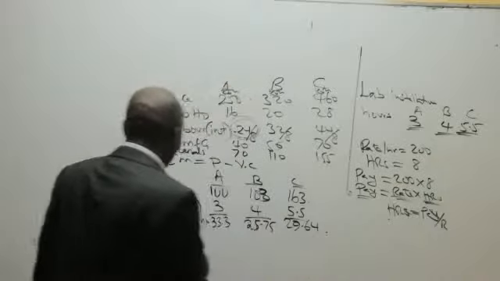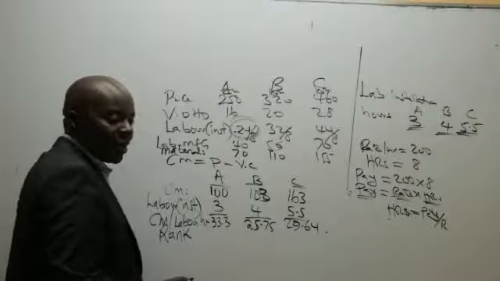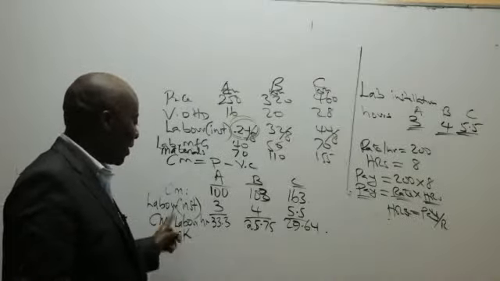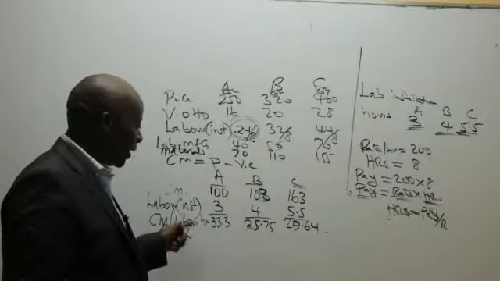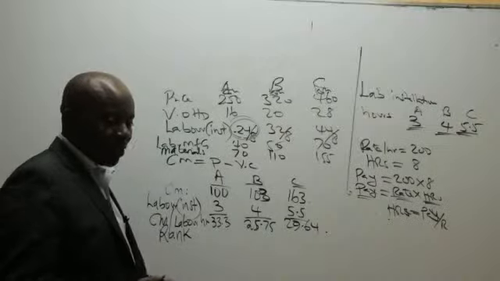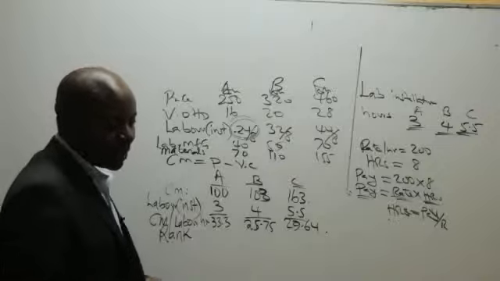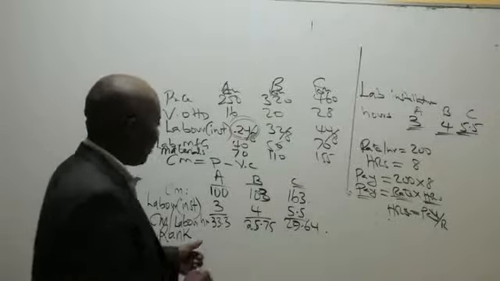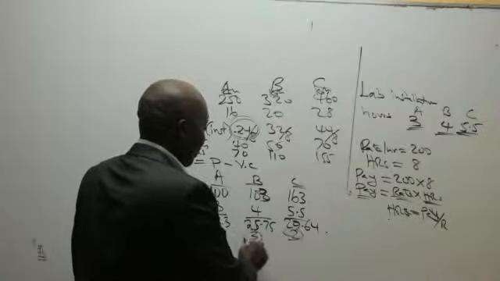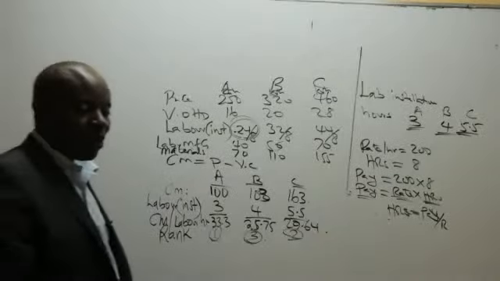Given that, could you kindly go ahead and rank? Remember, the higher the CM per unit of scarce resource, the better. Which one takes up number 1? So number 1, I'm being told this is the highest. Number 1, this becomes number 2, this becomes number 3.